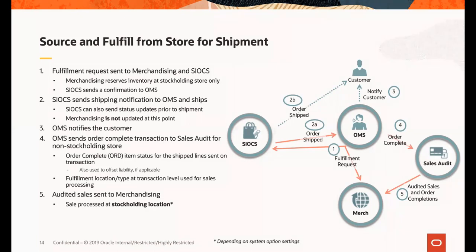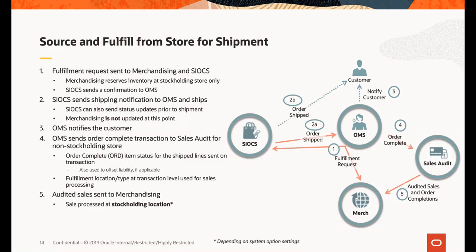And sales audit would notify merchandising that the shipment occurred so that we can clear the on hand at the store and the customer reserved at the same time. So this one I think is important to call out, because there's no transfer involved in this. It's just a reservation. And then when merchandising sees the physical store that fulfilled that order, we know to both decrement the on hand as well as the customer reserve bucket at that point.